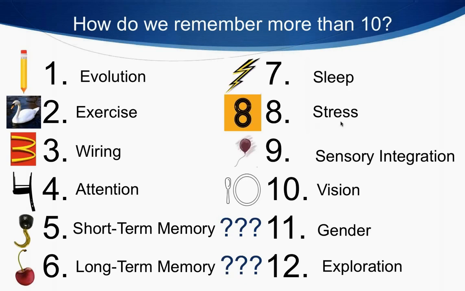But what if we have to remember more than 10? In this situation, we do. We have actually 12 chapters. We did not do 11 and 12 yet. Now, I know what some of you are thinking, that maybe for 11, you would do like 2 pencils and something to do with gender. And 12, you would do a pencil and a swan and something to do with exploration.